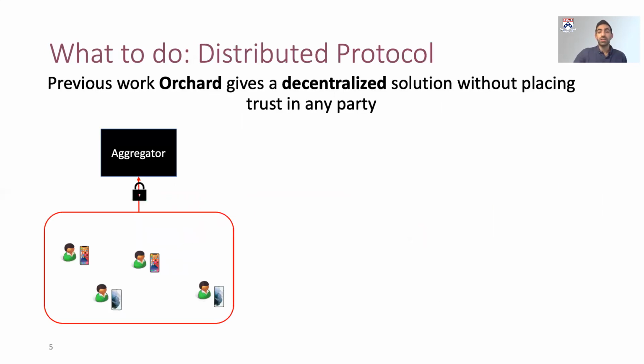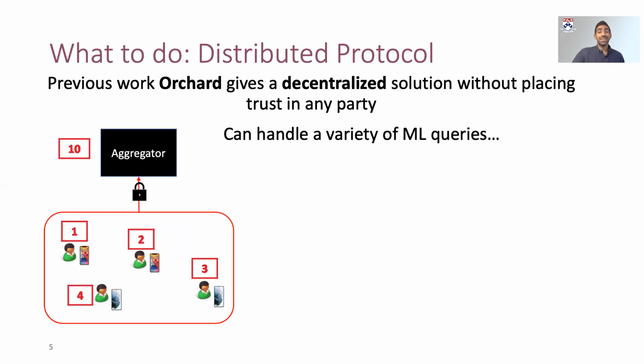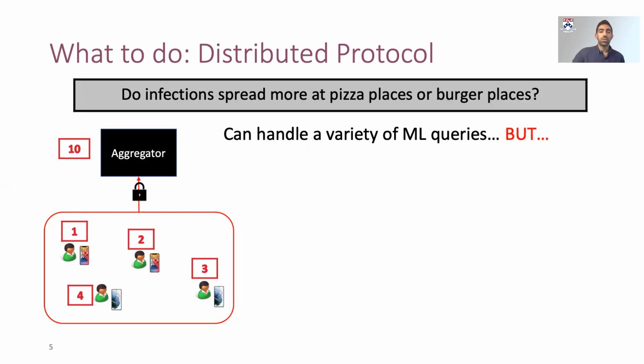Fortunately, there already is a system that helps solve this problem. So our previous work, Orchard, as well as Honeycrisp, gives a solution that doesn't force us to put trust in any party. These systems are good at answering queries that can be boiled down to adding vectors of per user data. So for instance, the number of people who type the word mycelium today. These systems support a wide variety of machine learning queries, but if we want to answer this question about our pizza place, there are some issues that arise.